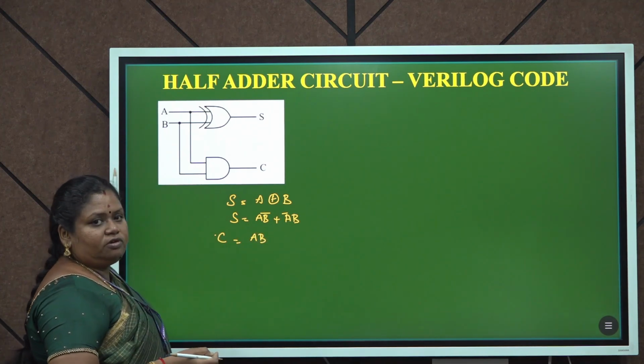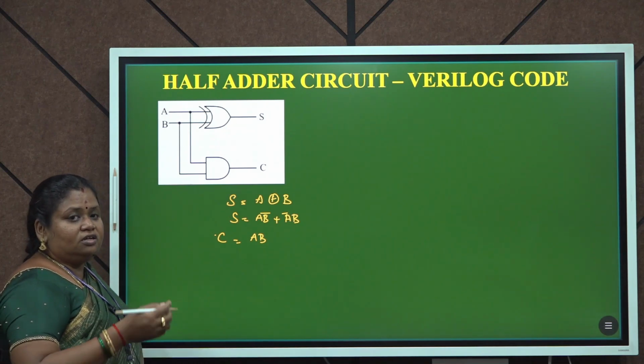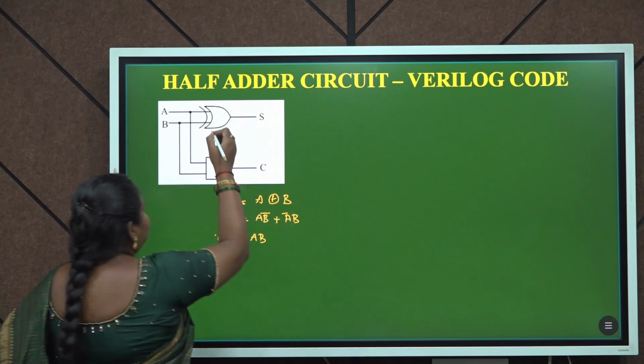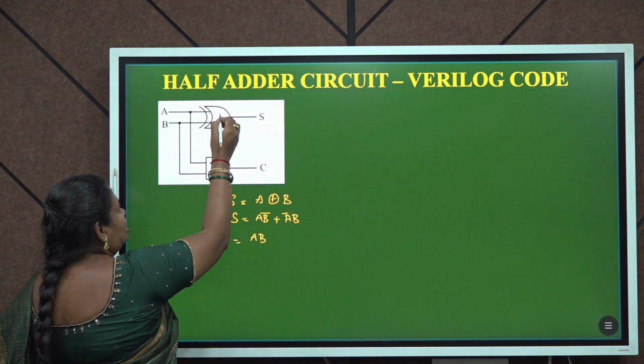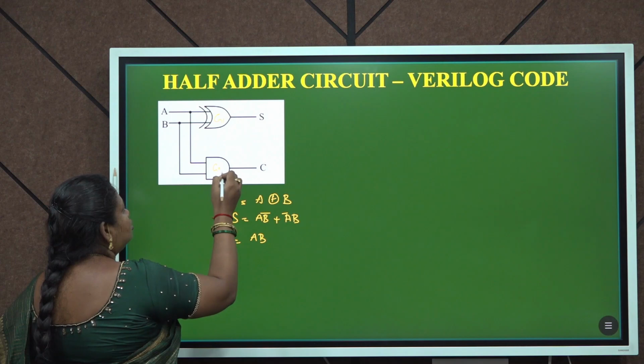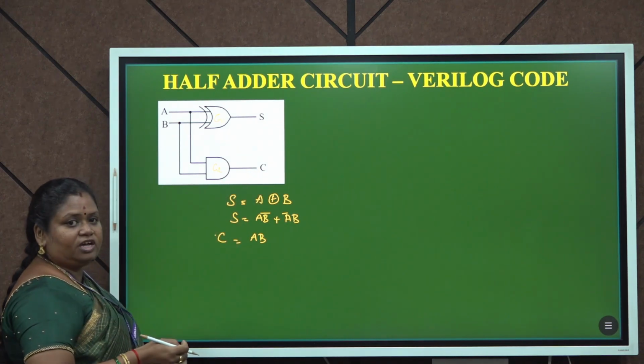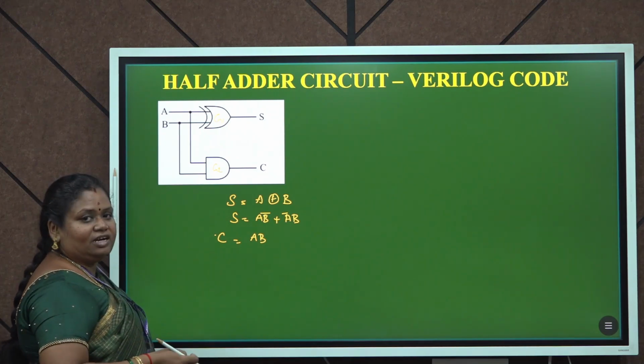Now what we are going to do here is write the gate level modeling for this half adder circuit. Initially we can label the gates. Here I am using G1 and G2. A and B are my inputs, and sum and carry are my outputs. Here we are using an XOR gate as well as an AND gate.